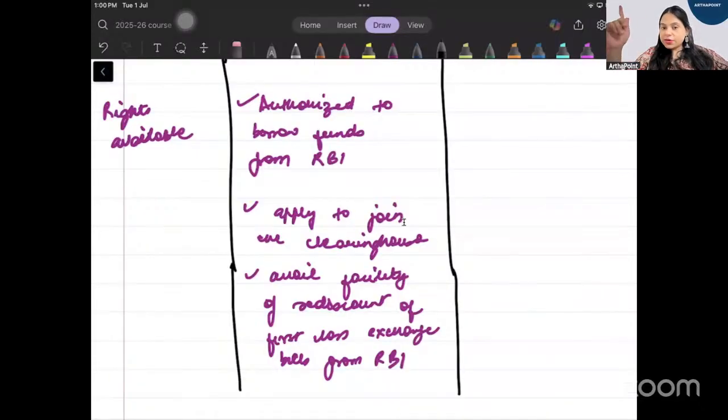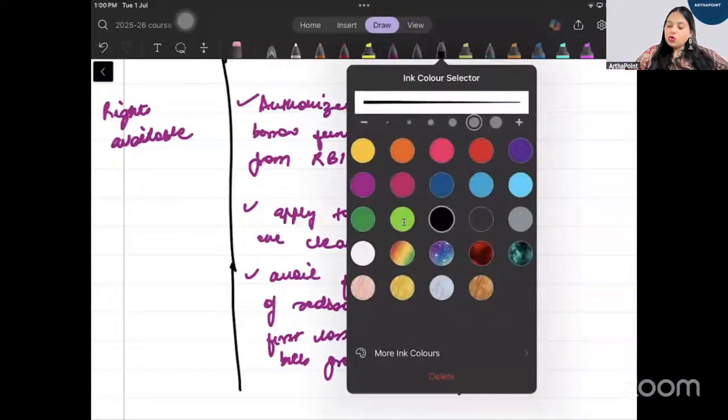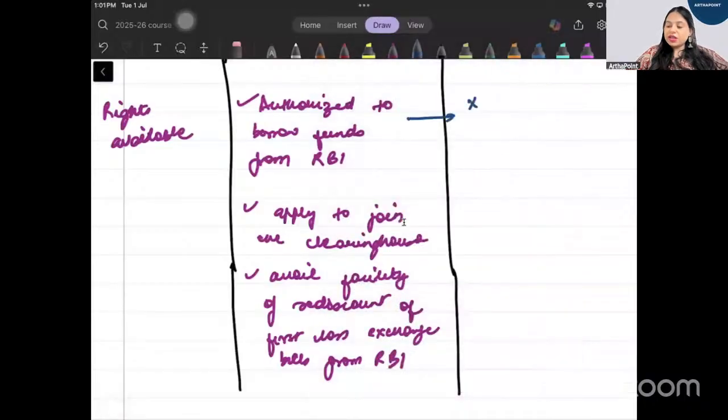नॉन स्केड्यूल्ड कमर्शियल बैंक ऑन द अदर हैंड, उनको वो ऑथराइजेशन नहीं है, नॉट ऑथराइज्ड. हाँ, अगर बहुत ज्यादा कुछ इमरजेंसी होगी तो वो आरबीआई से बोरो कर सकते हैं, कैन बोरो अंडर इमरजेंसी सिचुएशन.